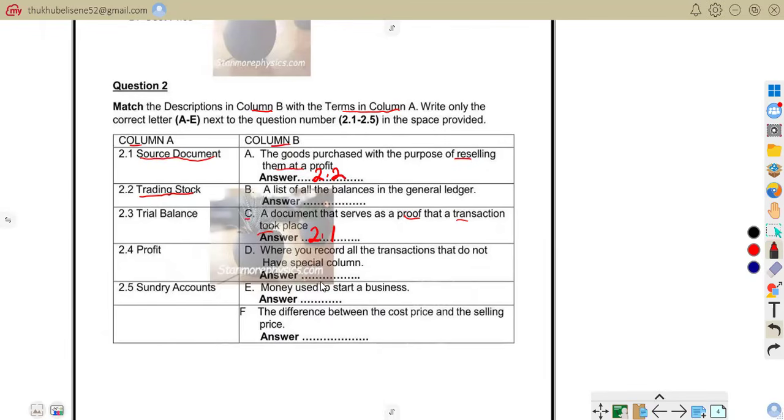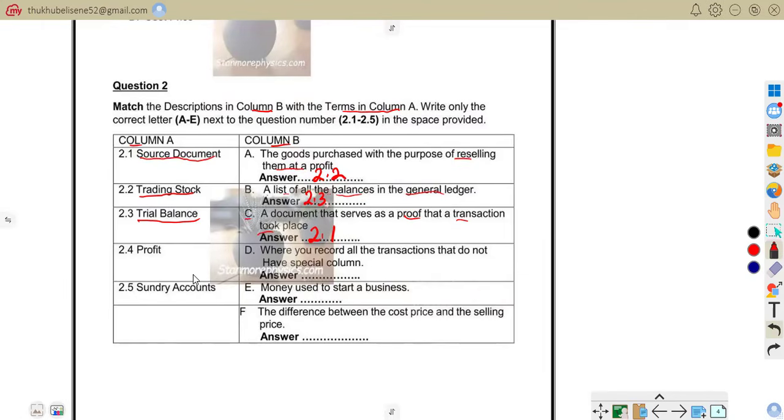Now we come to trial balance, 2.3. When we look at the description, we can see that B is the correct answer. A trial balance is a list of all the balances in the general ledger. So 2.3 matches the B description.